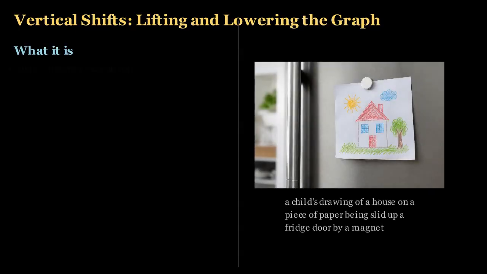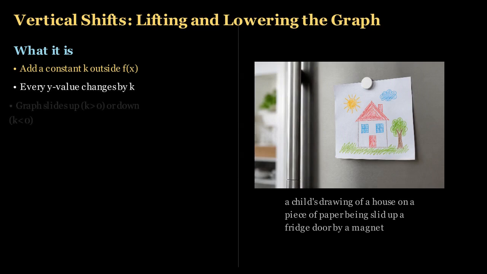Imagine you have a picture of a parabola on a piece of paper. Now you slide the whole paper up or down on the table. The U-shape doesn't change at all, it just sits higher or lower. That is exactly what a vertical shift does to a function's graph.